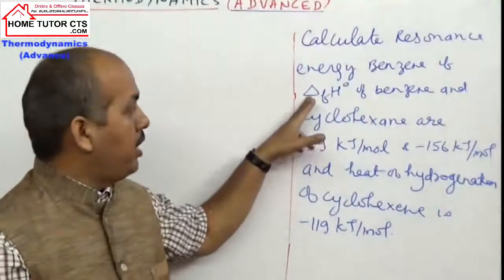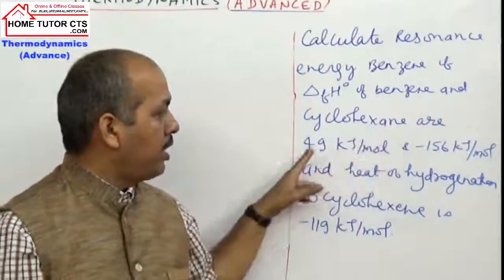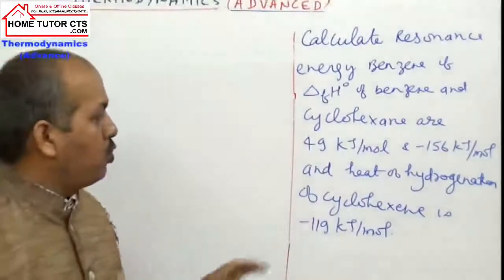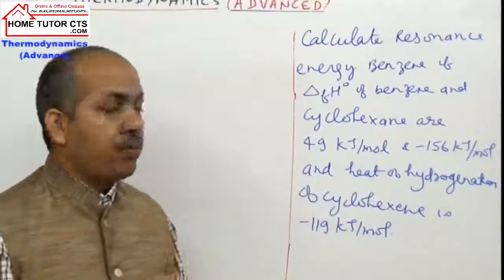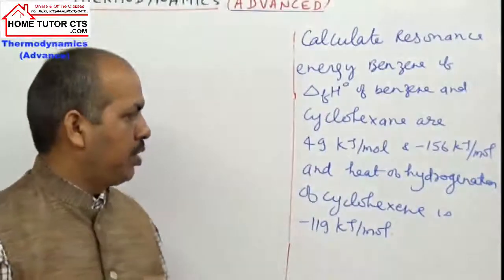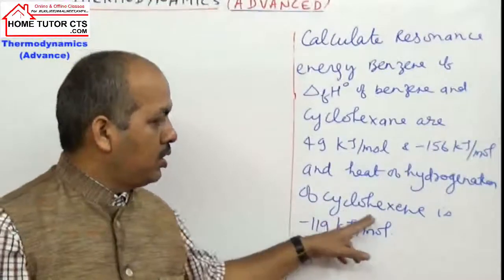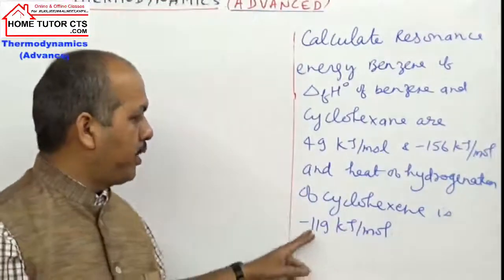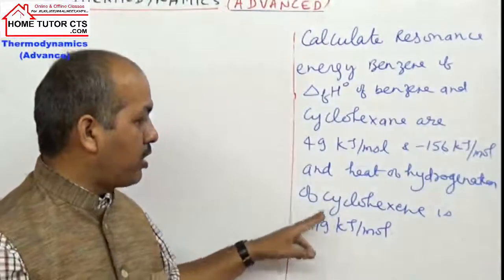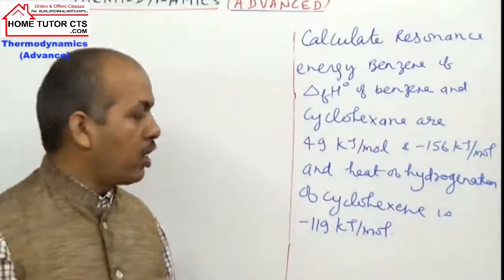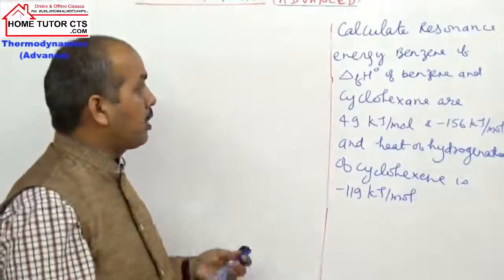if delta H naught formation of benzene and cyclohexane are 49 kilojoule per mole and minus 156 kilojoule per mole respectively, and heat of hydrogenation of cyclohexane is minus 119 kilojoule per mole. So try this question yourself. Now let's come on solution of this part.